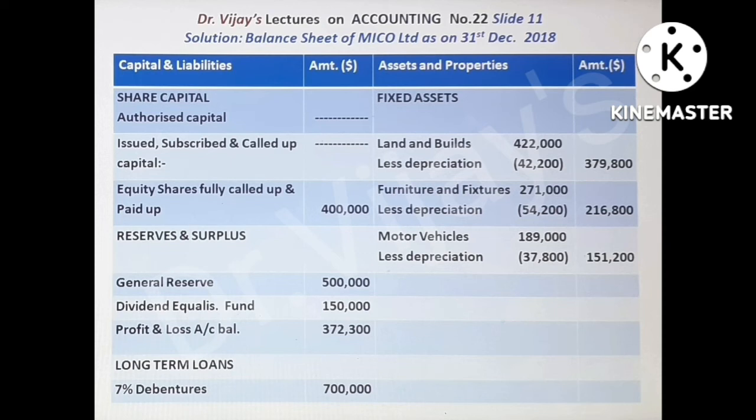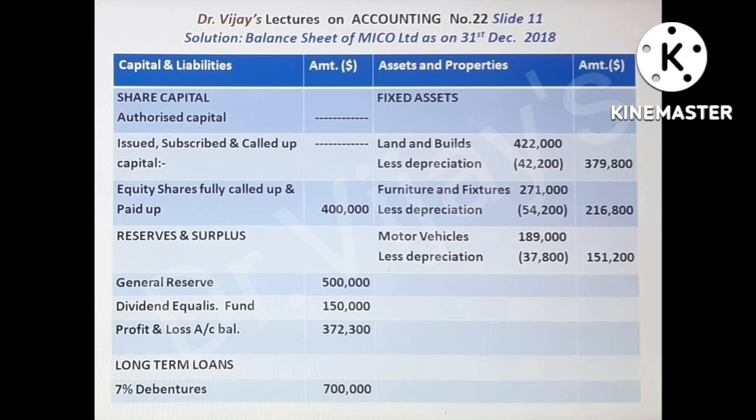Under that, first you have to show the authorized capital of the company, the total capital that the company can raise through issue of shares as stated in the memorandum of association. Normally this will be a very high figure, but companies issue only a part of it. Second is issued, subscribed and called up capital. Here called up capital and paid up capital are the same, and therefore that figure you can show if you want, but it is not shown here anyhow. Next is called up capital, that is equity share capital fully called up and paid up, 400,000 as per the trial balance.